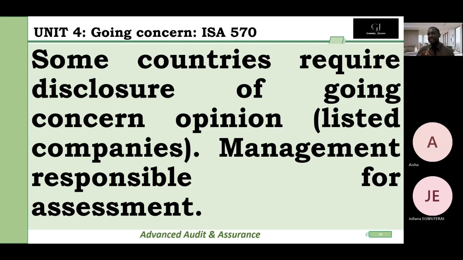In some countries, there is a required disclosure of a going concern opinion, especially in the GAAP countries, US, Canada, and others, due to the crashes of corporations there, the Enron and WorldCom issues. In that jurisdiction, a going concern opinion should be issued stating the fact that this company is going to operate in the foreseeable future. So mostly for listed companies, and management is responsible for that assessment. But in the UK and the IFRS area where we gravitate towards, this opinion is not necessary. It's just stated as a disclosure in the financial statements.